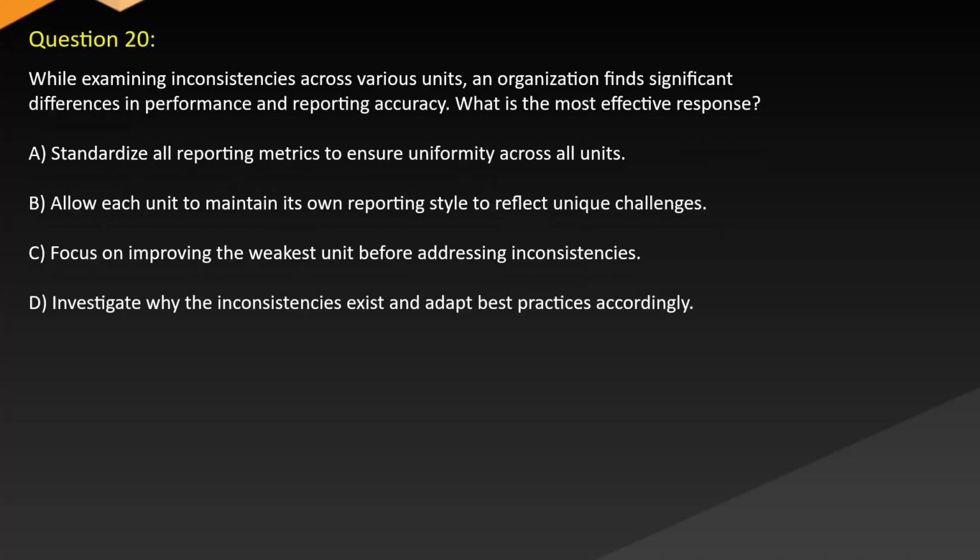Question 20. While examining inconsistencies across various units, an organization finds significant differences in performance and reporting accuracy. What is the most effective response? A. Standardize all reporting metrics to ensure uniformity across all units. B. Allow each unit to maintain its own reporting style to reflect unique challenges. C. Focus on improving the weakest unit before addressing inconsistencies. D. Investigate why the inconsistencies exist and adapt best practices accordingly.